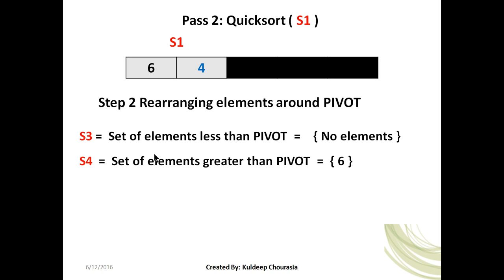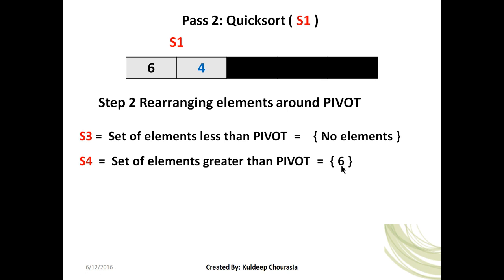Step 2 is rearranging elements. I have created two new sets, S3 and S4. S3 contains the set of elements less than pivot, no elements. S4 contains the set of elements greater than pivot, only one element, 6.